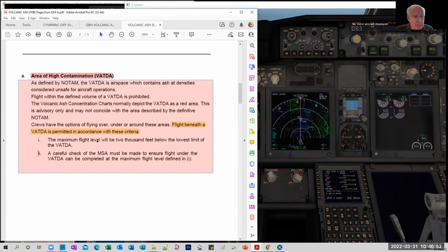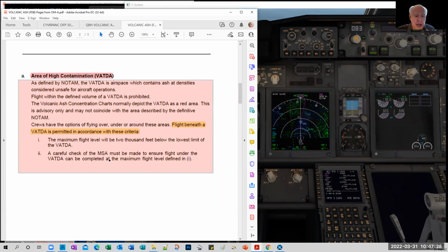Crews have the options of flying over, under, or around these areas. Now remember, this is one airline's SOPs, but they are very much part of sound airmanship. Flight beneath VATDA is permitted in accordance with these criteria. The maximum flight level will be 2,000 feet below the lowest limit of the VATDA.